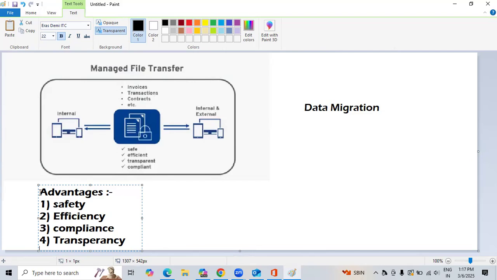So these are the advantages when we are implementing MFT solutions, especially when we are doing data migration projects, wherein we want to simplify internal or external data transfers for any enterprise. In the next session, we are going to discuss migration analytics, right? So what analytics will be about, that part we are going to discuss in the next session.